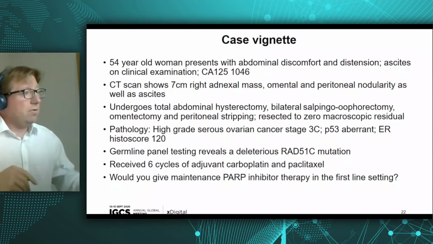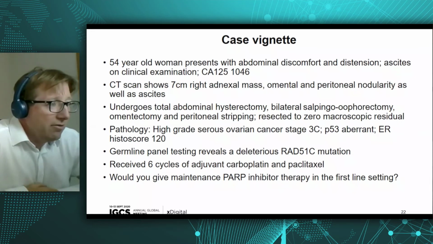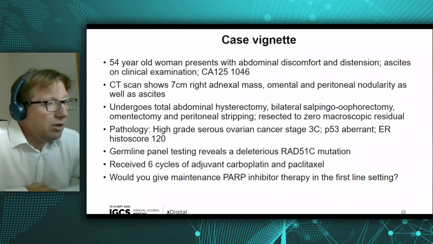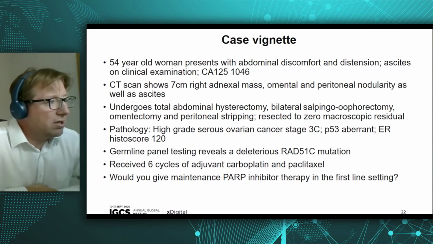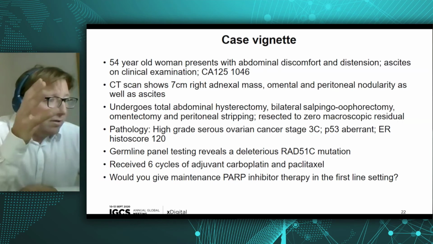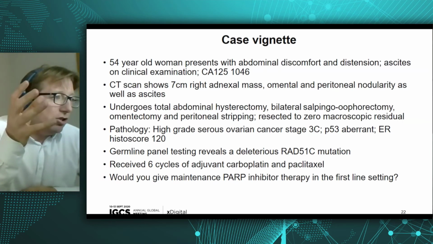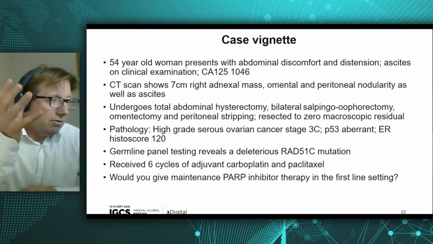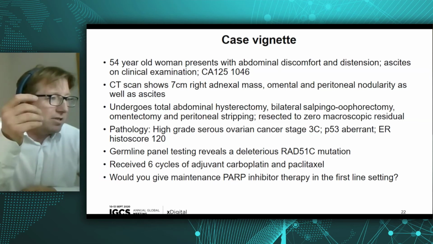In Scotland, we do germline panel testing, and we found that she had a RAD51C mutation, which is obviously one of the HRR genes. She got 6 cycles of adjuvant carboplatin and paclitaxel. And so the question is, would you give her maintenance PARP inhibitor therapy in this first-line setting? Now, of course, most of us would say she's got a high chance of benefiting from a PARP inhibitor. If you live in the US now, you do have licensed options. You could potentially give her niraparib or olaparib plus bevacizumab.